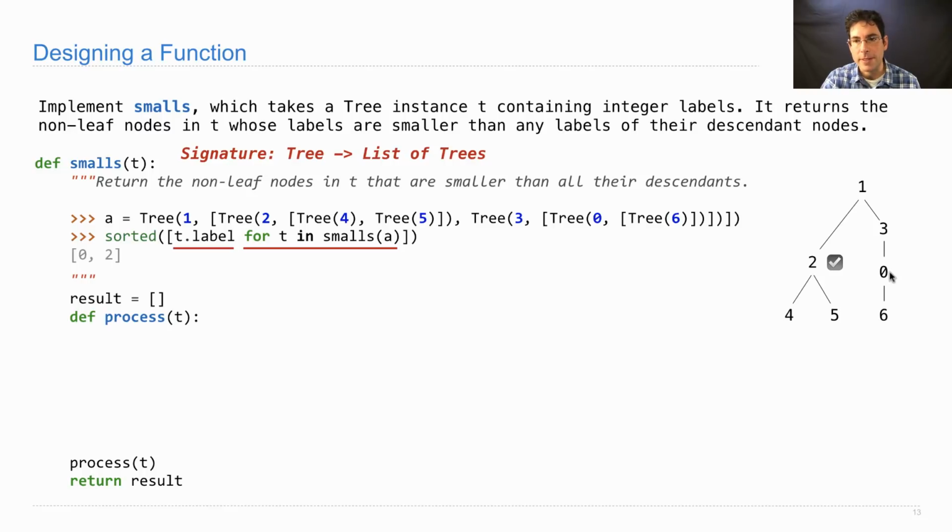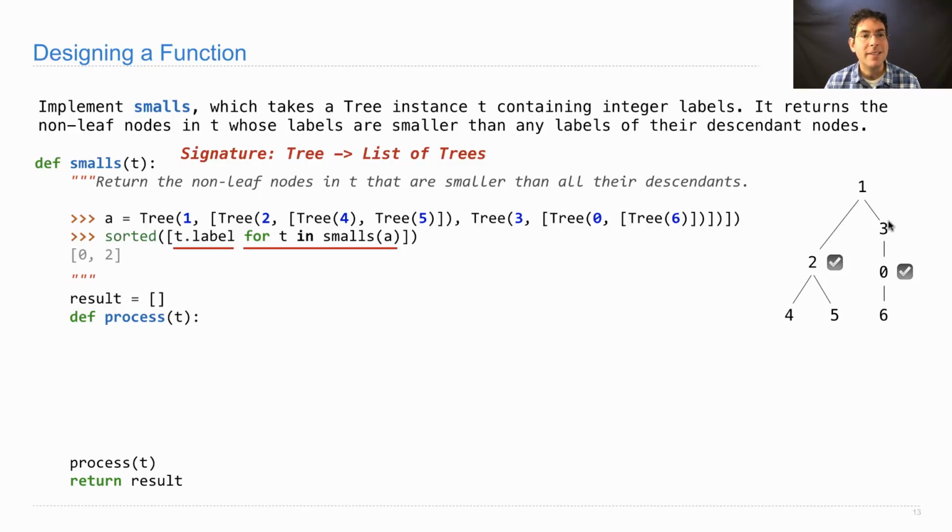3 is not smaller than 0. 0 is smaller than all of its descendants. And 6 is a leaf. One important thing to note is that 1 is smaller than 2 and 3. It's just not smaller than 0. So somehow when I'm writing down the implementation of this function, I'm going to have to make sure that I know the smallest value anywhere within the subtree rooted at a particular node, as opposed to just looking at the direct children. But I'm not done working through this example.